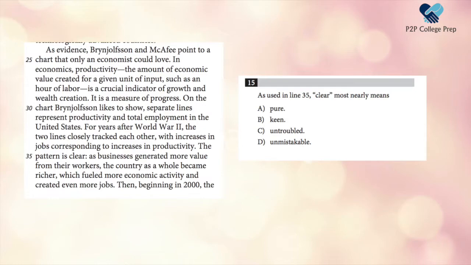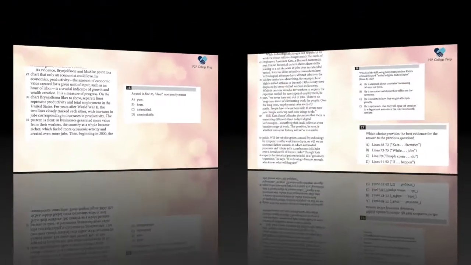It's very obvious. So let's go to our options and see which one best fits that. There's pure, which doesn't really match. Keen doesn't really match either. Untroubled? Not really, but we see unmistakable, and that's what evident and obvious most closely matches to. So our answer for 15 is D.